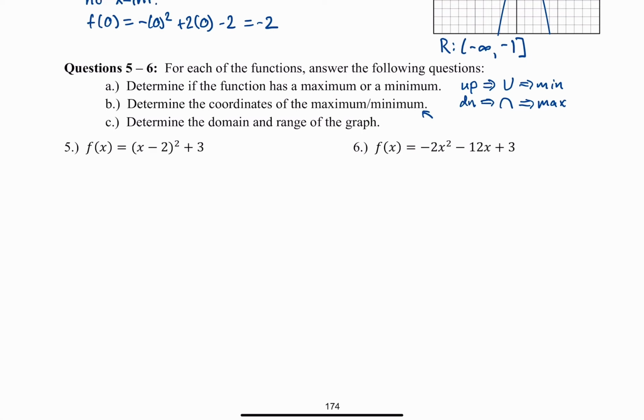So the coordinates are just going to be the vertex, the h and k. And the domain and range, domain is all real numbers. Range will depend on whether it's opening up or down. So there's really not a whole lot more new here. I would encourage you to pause the video and make sure that you can go ahead and get through those. You'll just need to find the vertex to answer part B, and then your answers to part C will depend on what you said for part A.